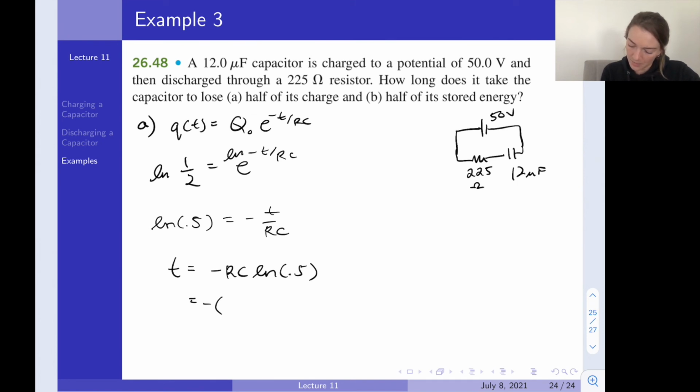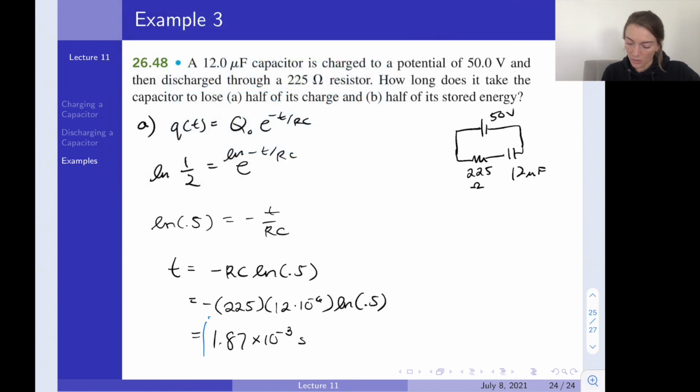So negative R was 225. C was 12 times 10 to the negative 6. And ln of 0.5, and the natural log of 0.5 is going to be negative. So you'll get, at the end of the day, a positive time. You don't want a negative time. So if you plug all this into your calculator, this comes out to 1.87 times 10 to the negative 3 seconds. So it loses half its charge very quickly.